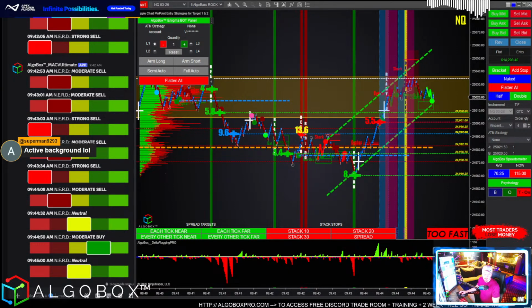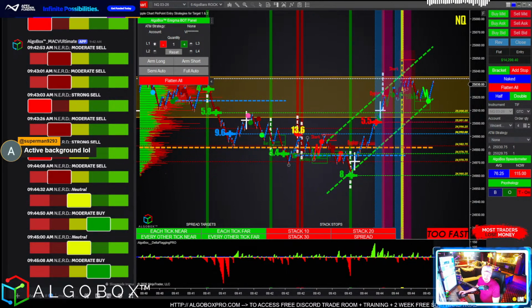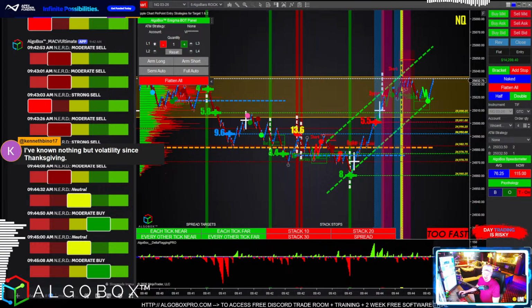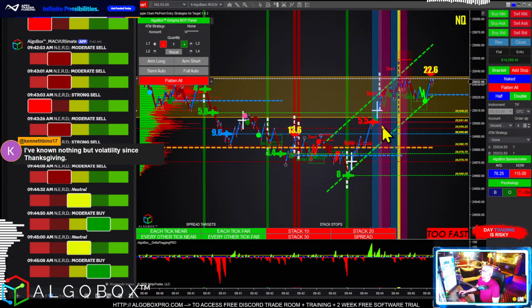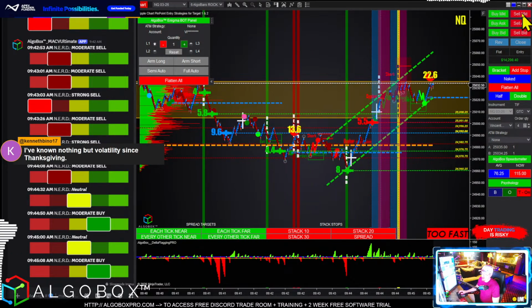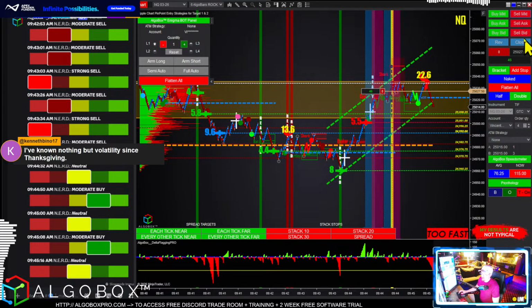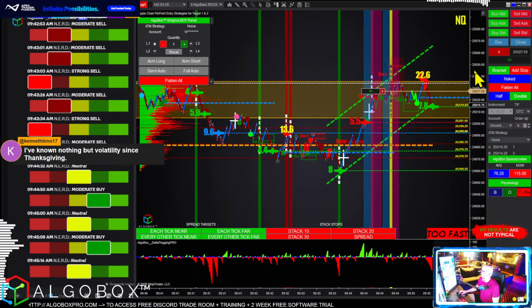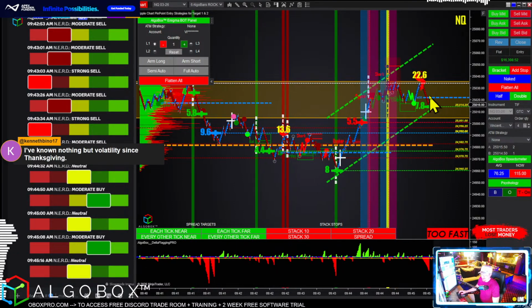Two-finger NQ on the Enigma short on the NQ4. Nothing but volatility since Thanksgiving. I know, it is almost like too much to get used to. All right, that's a 22.6. Gotta hit that. All right, targets filled instantly.